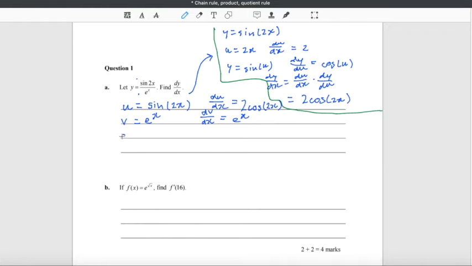And the quotient rule says the following: dy dx is equal to v times du dx minus u times dv dx, divided by v squared. Okay, so v times du dx. So v times du dx would be e to the x times 2 cos 2x. So we could write that 2 e to the x cos 2x.